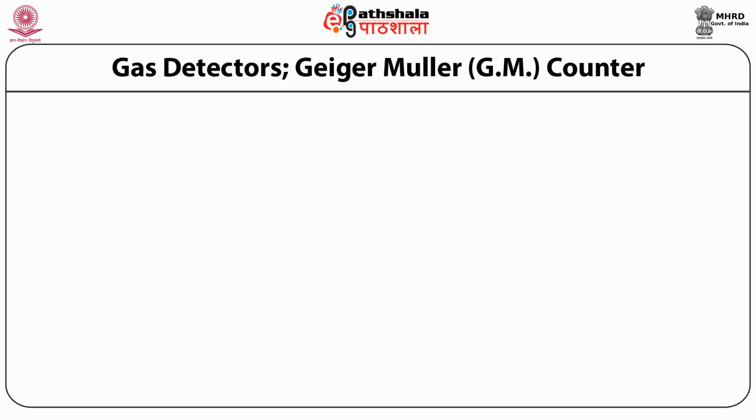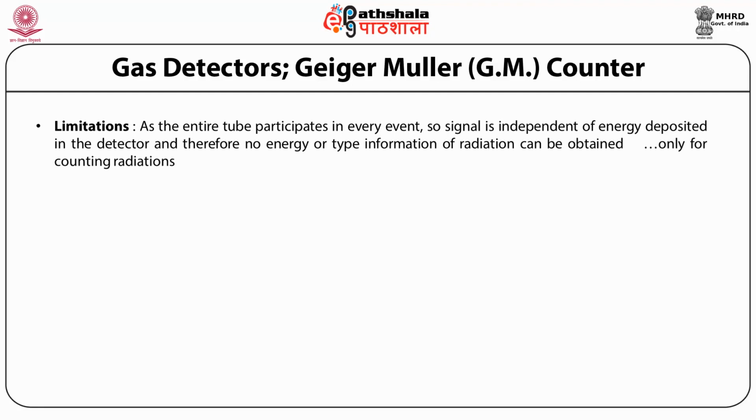We are going to study the limitations of gas detector counters, especially the Geiger-Muller tubes. So what are the limitations? As the entire tube participates in every event, the signal is independent of the energy deposited in the detector, and therefore no energy or type information of the radiation can be obtained. That is, only counting of radiation can be done with the help of a GM tube.